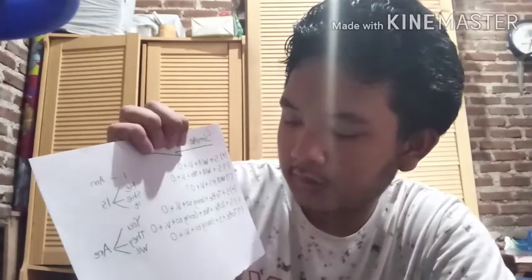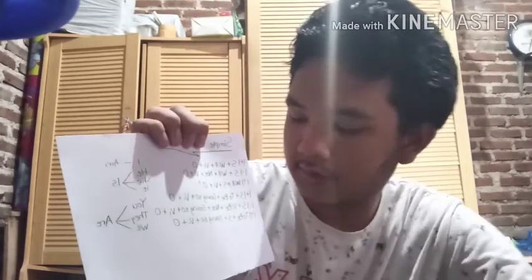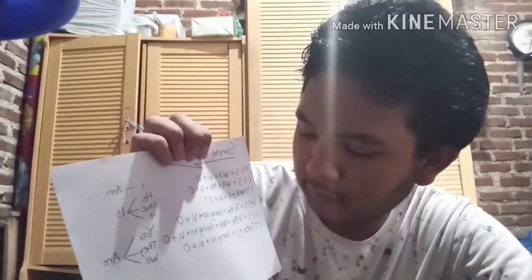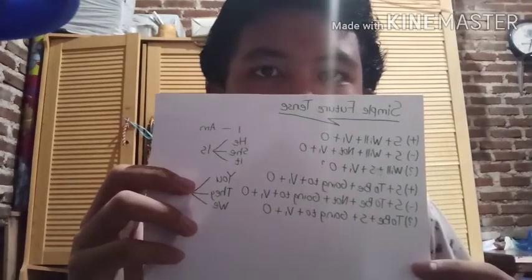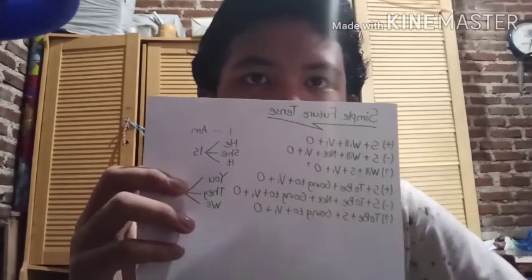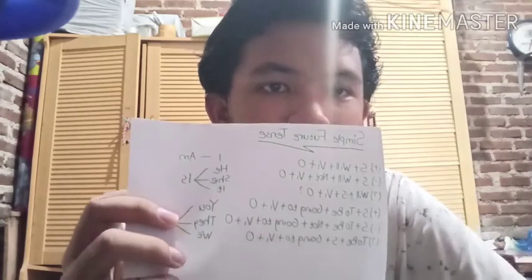Next, for positive sentence, using going to has a formula subject plus to be plus going to plus verb 1 plus object. For negative sentence using going to has a formula subject plus to be plus not plus going to plus verb 1 plus object. Next, for the interrogative sentence using going to has a formula to be plus subject plus going to plus verb 1 plus object.